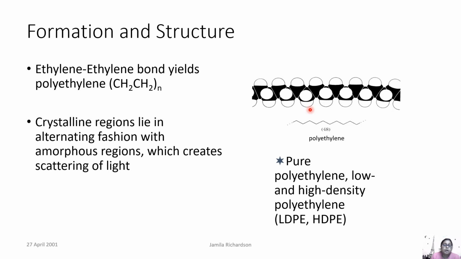Okay, so if we talk about the formation and the structure, ethylene yields polyethylene. A polymer of ethylene will basically be polyethylene, and crystalline regions lie in alternating fashion with the amorphous regions, which creates scattering of light.